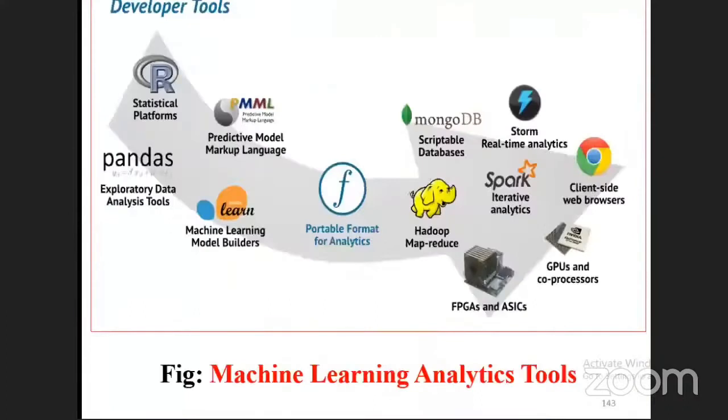So these are the machine learning tools we are using: statistical platforms, pandas, exploratory data analysis, predictive model markup language, machine learning model builders, portable formats for analytics, Mongo database, especially for unstructured data, scriptable databases, Hadoop MapReduce for programming on Java, Spark, especially in Scala, Python, R, Java. It supports Storm for real-time analytics. FPGAs and ASICs we are using, GPUs and coprocessors we are using.